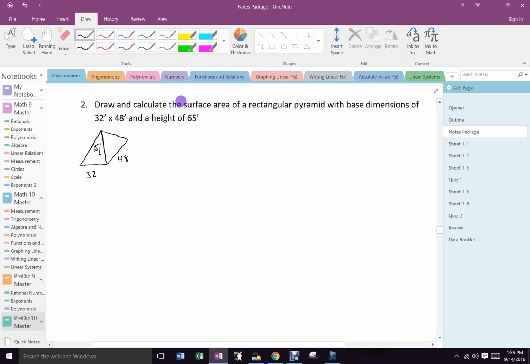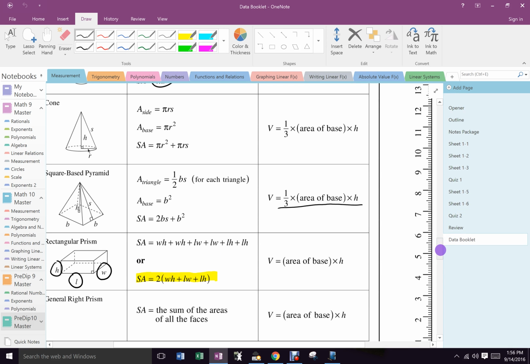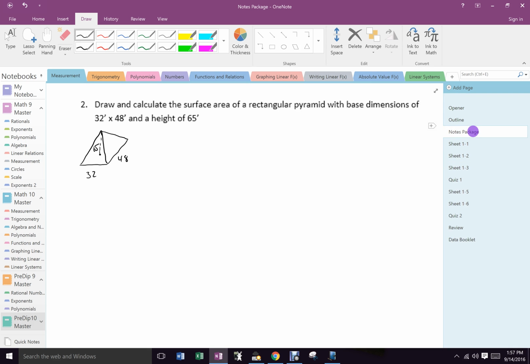Everyone's good? Okay. Look in your data booklet. Is there a formula for a rectangular pyramid? There isn't, is there? There's a square pyramid, but not a rectangular pyramid. So, as I said earlier, there is an infinite amount of shapes. We don't have formulas for all of them. So we've got to figure this out.